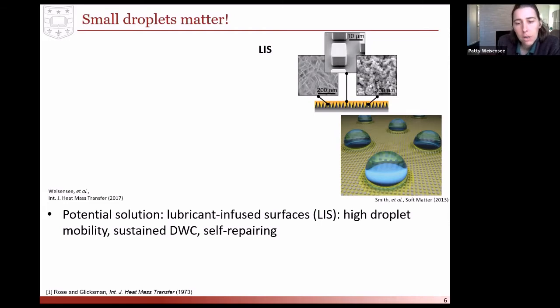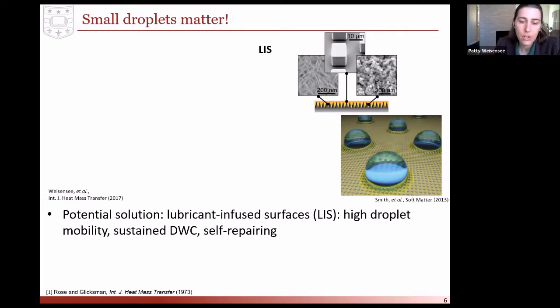condensation. So one approach that has been suggested about 10 years ago was to use lubricant-infused surfaces for heat transfer. It's basically a porous, nanoporous or microporous surface that you infuse with lubricant. In our case, it's an oil. And then droplets are extremely mobile. And it has been shown that you can have sustained dropwise condensation, and these surfaces are also self-repairing.